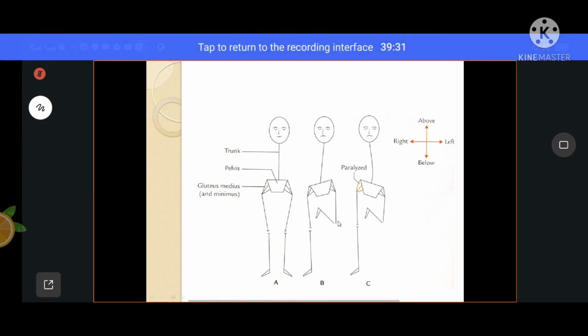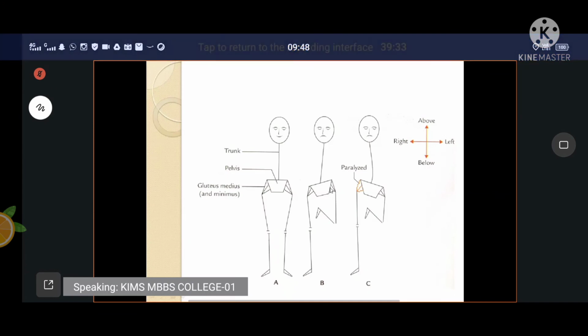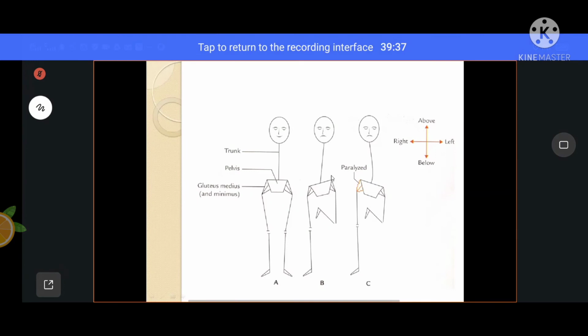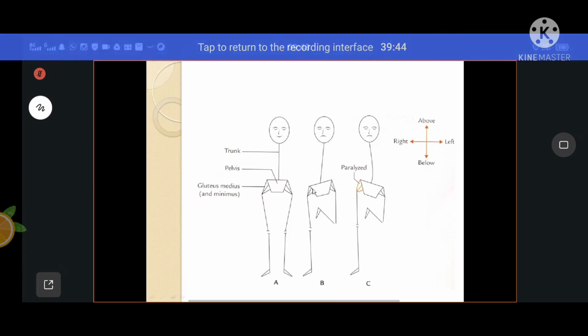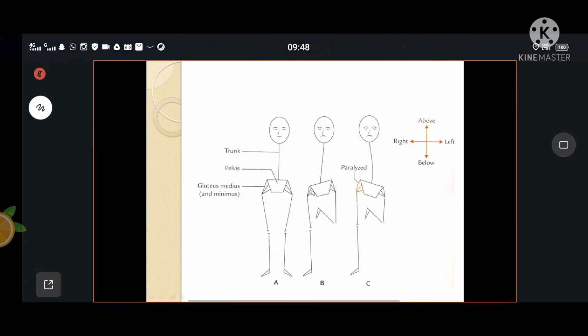Means it will drop, right? So because of that, what will happen? To prevent it, there should be a force acting upwards. So how is that force produced? It will be produced by the gluteus medius muscle and the gluteus minimus muscle of the opposite side.